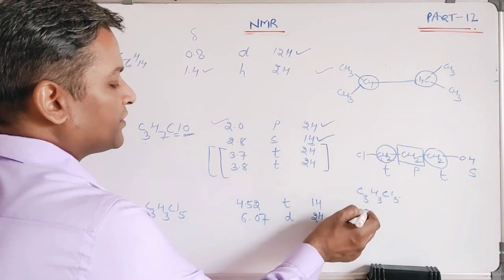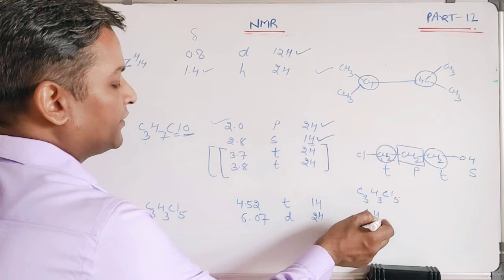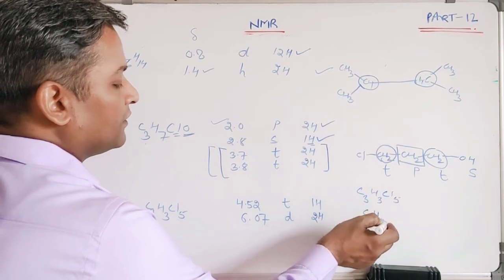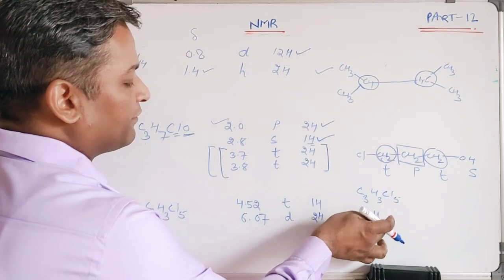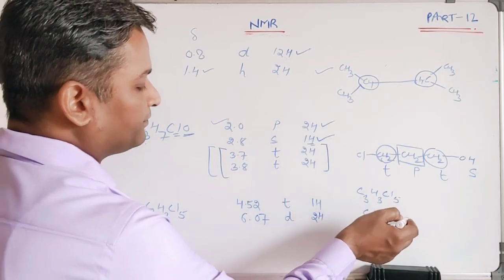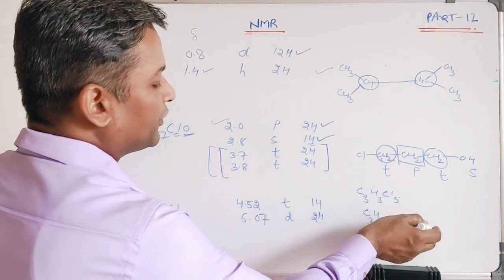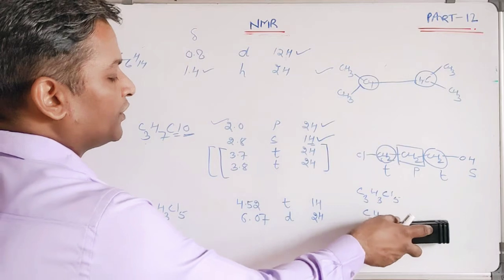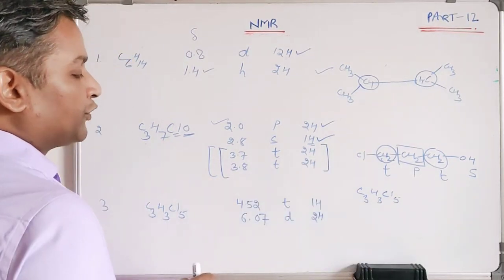C3H3Cl5. What is the degree of unsaturation? C3 corresponding proton will be C3H8. There are 5 Cl, so we have to decrease H by 5, so it becomes 3. So 3 minus 3 is equal to 0. So the degree of unsaturation of this compound is again 0. So this compound will also be a saturated compound.